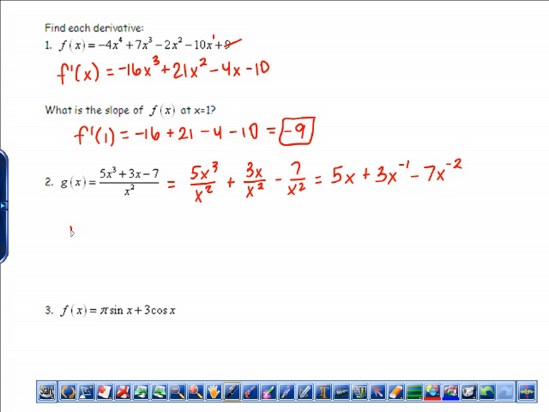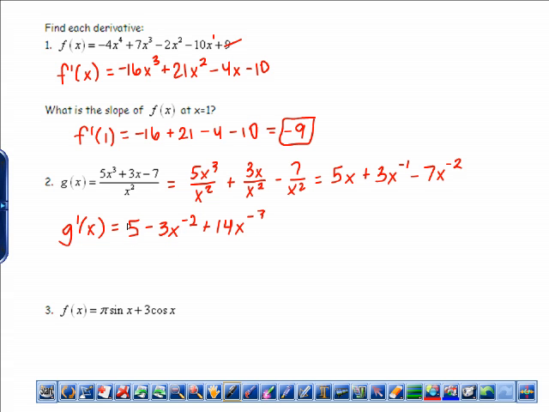We can use the power rule. So we're finding g prime of x. So let's look at the first term, 5x. The derivative of that is just 5. All right, now negative 1 times positive 3. That's negative 3x, and we need to go 1 less. That's going to be a negative 2. Always 1 less. All right, negative 2 times negative 7, that's positive 14. And 1 less on the power becomes a negative 3.